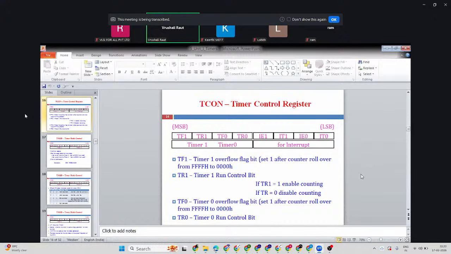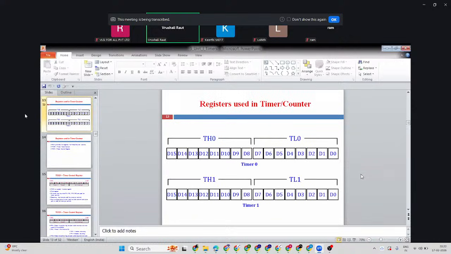Previous to it, we have seen the timer registers of 16 bit, T0 and T1. T0 is consisting of what? TH0, TL0, and T1 is again consisting of TH1 and TL1. How many bits in total? 8 and 8, that is 16. This is also 16 bit.